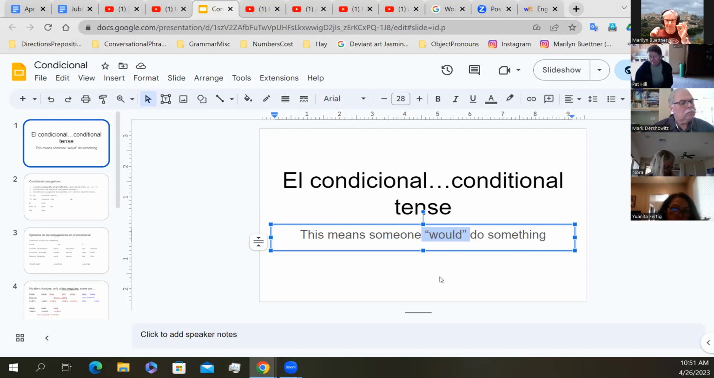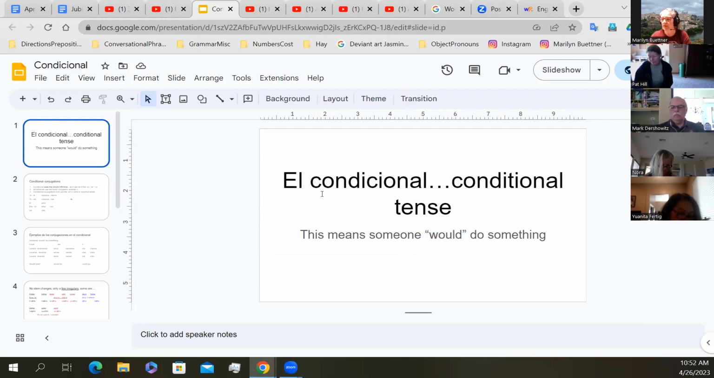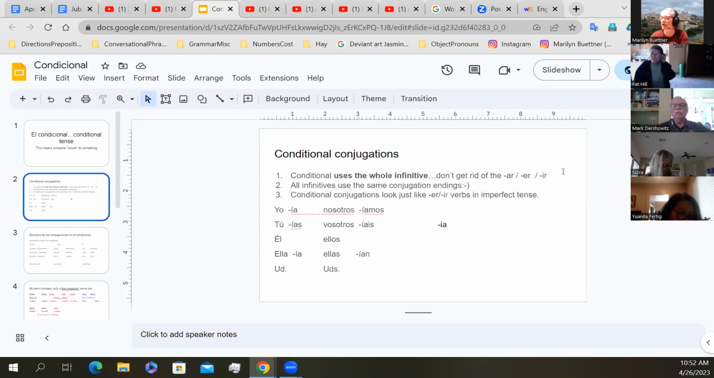That's okay. Entienden, understand? In English, we have two uses for that would. But in Spanish, this conditional means the would of hypotheticals. Okay, so tengo que engrandecer.